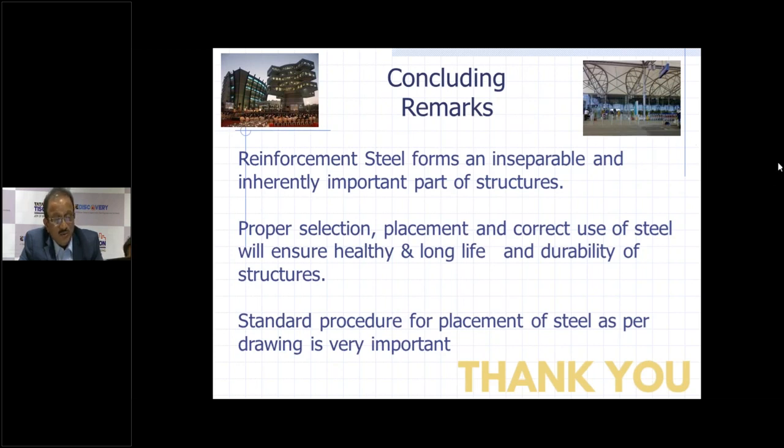And if you want very high durability for the structure, protection of the steel, placement of the steel properly, providing proper covers, and retaining the steel in the proper position as per the drawing throughout the concreting process is very, very important.